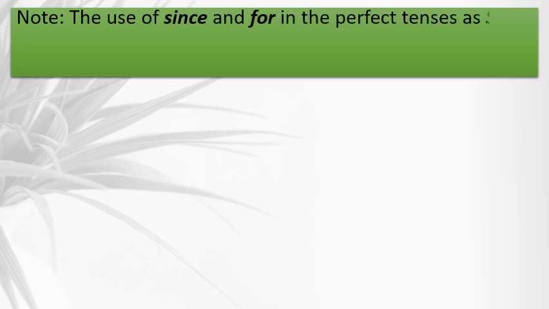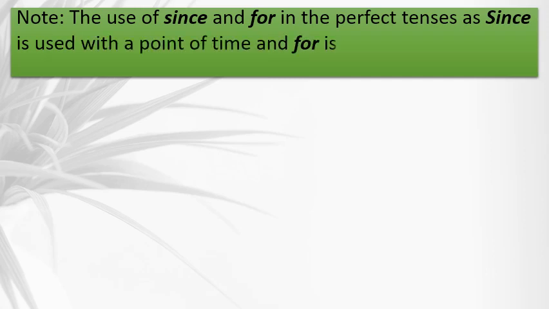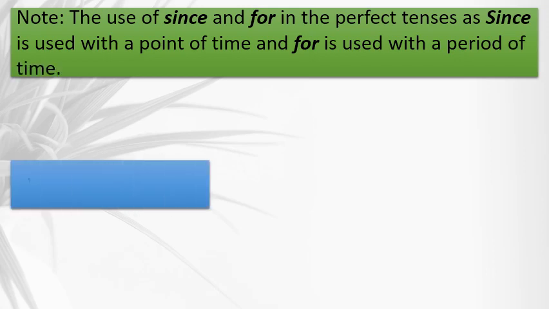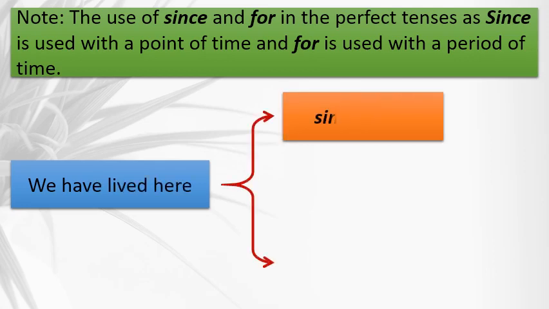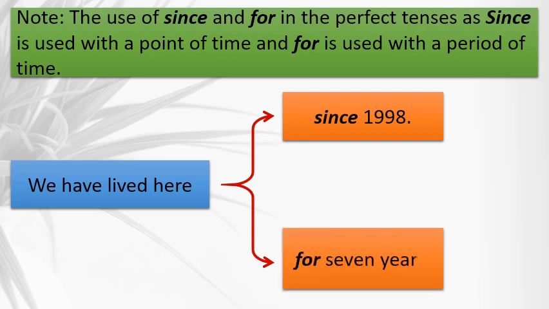Note one thing, the use of since and for in the perfect tenses, as since is used with a point of time and for is used with a period of time. To clarify it, let's see an example. We have lived here since 1998, for 7 years. So as you can see the difference between since and for with the help of an example.